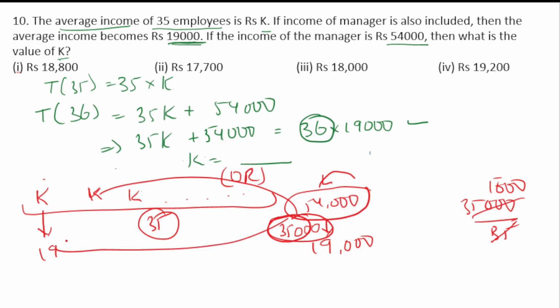So when 1,000 is given, it became 19. Okay. So before 1,000 was given, what would it be? It would be 18. So the value of K is 18. I hope you understood this problem. K is equal to 18,000. Third option.